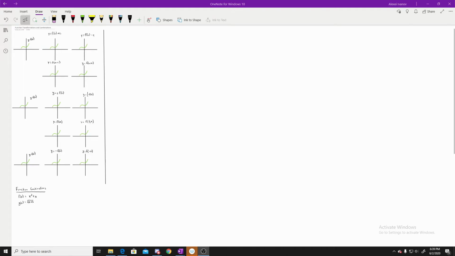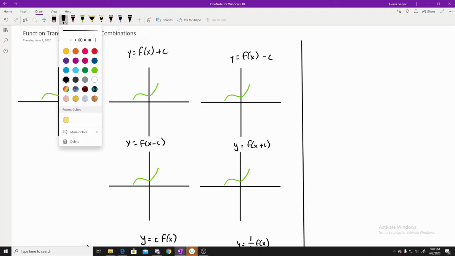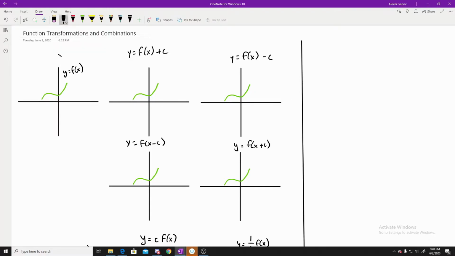In today's lesson we'll be going over function transformations and combinations. So to start off, let's pretend that we have this arbitrary function called f of x. Let's assume that this is it right here, and this is the base function that we're going to be dealing with in all examples.